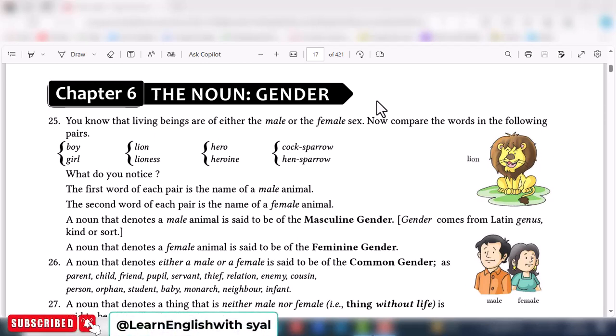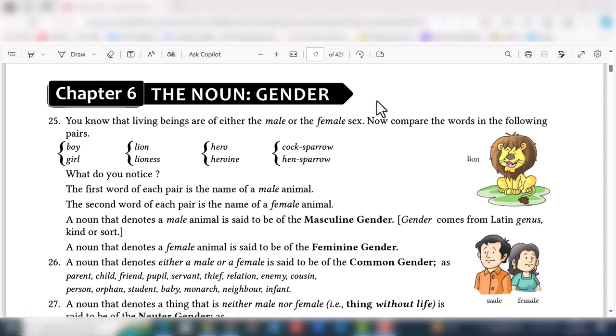We are going through the Wren and Martin book lectures chapter by chapter. So our lecture today is on gender. In this lecture we will learn what the difference is between masculine, feminine, neuter gender and the common gender. So let's start our topic.